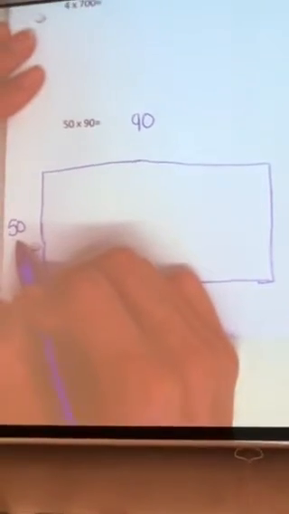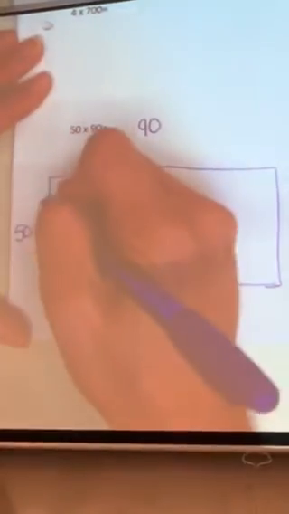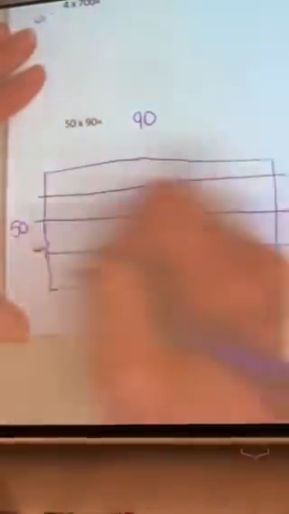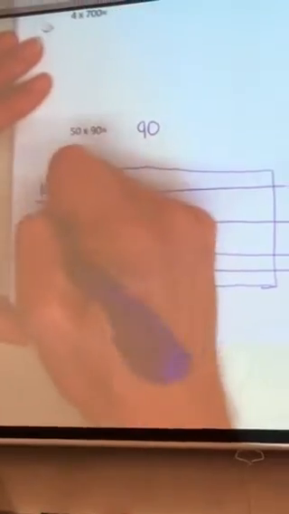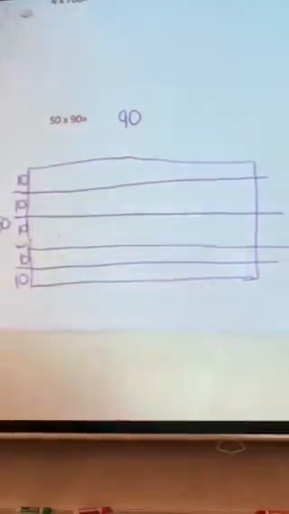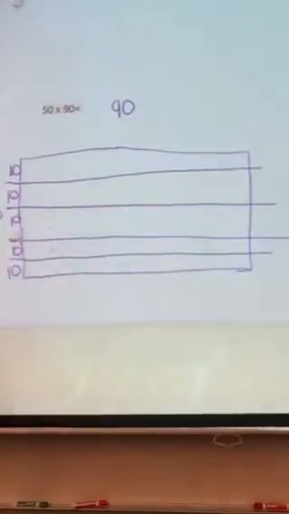And in 50, there are 5 tens. So I'm going to make this into 5 sections. 1, 2, 3, 4, 5, and I'm going to label, don't forget to label, each of these sections 10. It's still 50, 10, 20, 30, 40, 50. I just wrote it different.